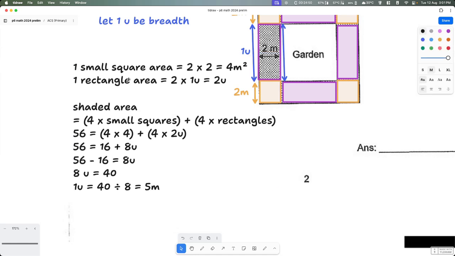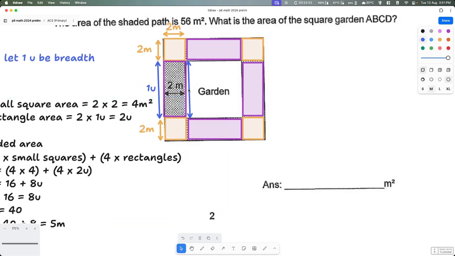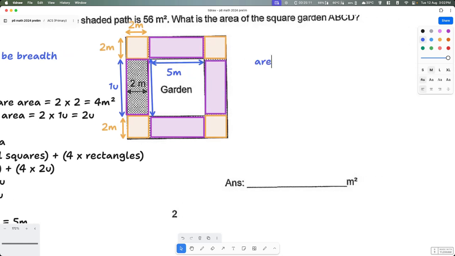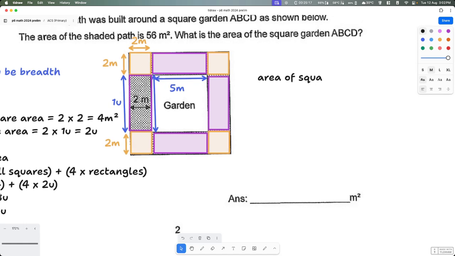So the next thing is, since 1 unit is 5 meters, that means this is also 5 meters, right? And we have it here as well, so this is 5 meters as well. That's what you see over here, right? So the area of the square garden is equal to 5 times 5, which is equal to 25 meters squared. That's what you see over here. So there you go, that's the answer to this question, which is 25 meters squared.